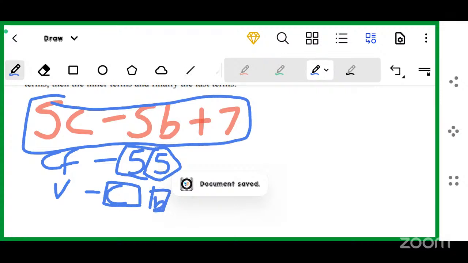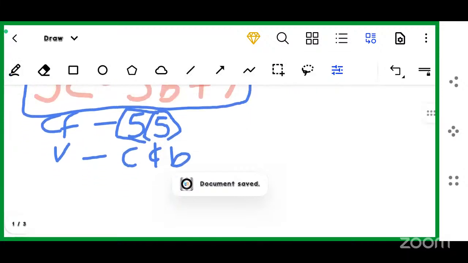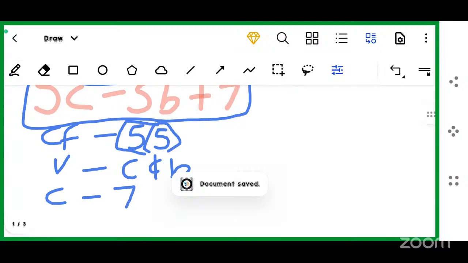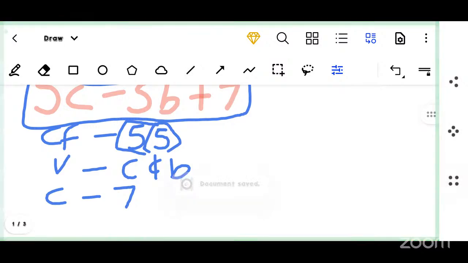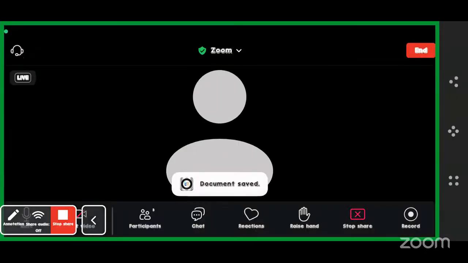Hopefully the b is visible. Let me do it again. So it's c and b. The last one, what is our constant? Ma'am, it's 7. Perfect. I feel like we are all good for this one, right? Yes, ma'am. All right, I was checking if there is any question and there is none.